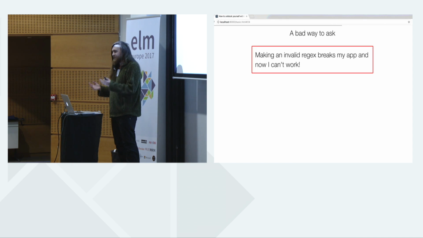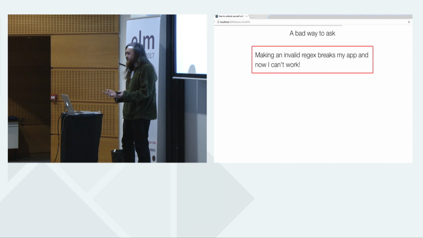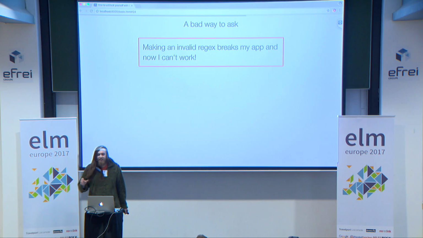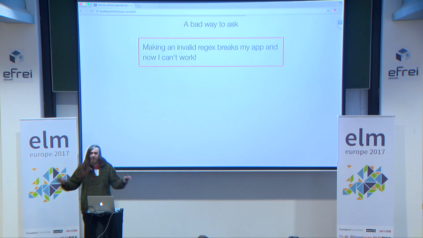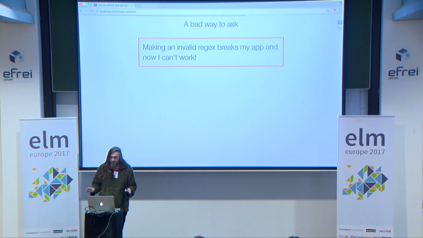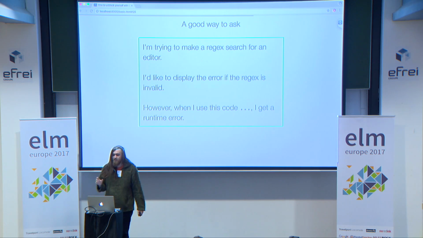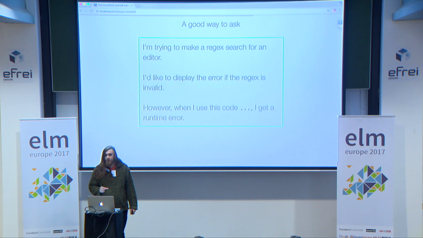And just to give you a couple of examples of two different ways you can ask this question. A bad way to ask is, making an invalid regex breaks my app and now I can't work. That is a bad way to ask the question. A good way to ask the question is, I'm trying to make a regex search for an editor. I'd like to display the error if the regex is invalid. However, when I use this code, blah, blah, blah, blah, blah, I get a runtime error.